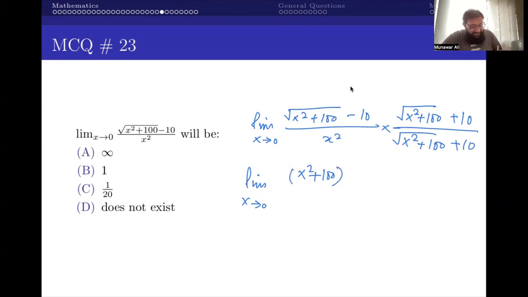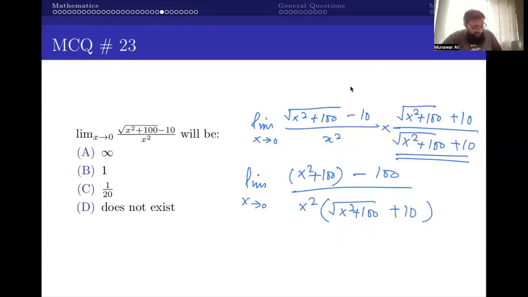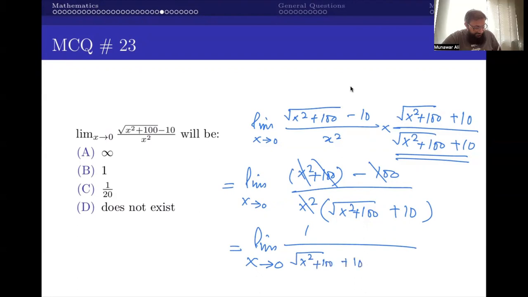So the square root has been cancelled out. Minus the square root of the second one is going to be 100 divided by x squared times this term plus 10. Now you can see I can cancel these out. I can cancel x squared as well. So I can cancel these terms. Now I have only 1 over the square root of x squared plus 100 plus 10.